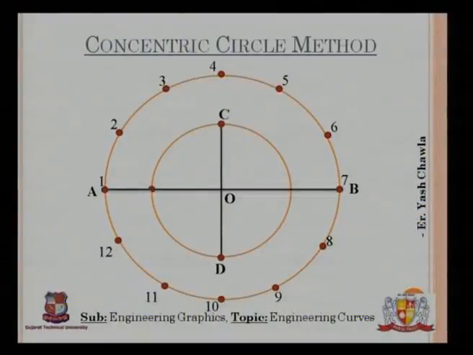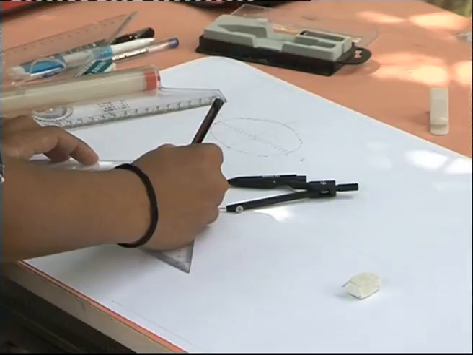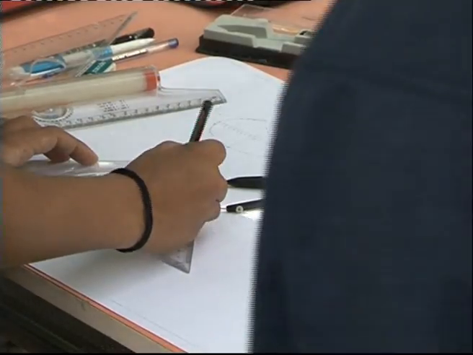So once you have divided the outer circle, you can divide the inner circle as well. You can directly draw the lines from the outer circle passing through the center, so the inner circle will be divided all by itself.